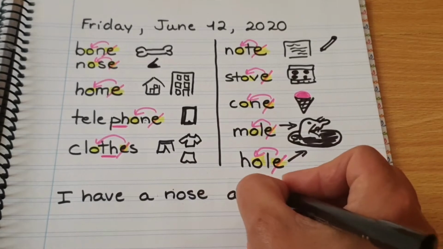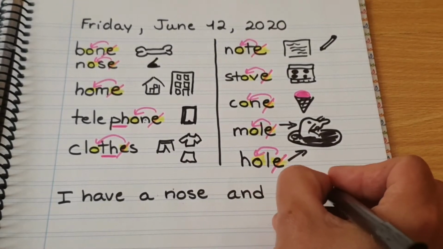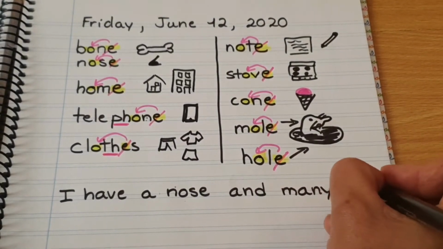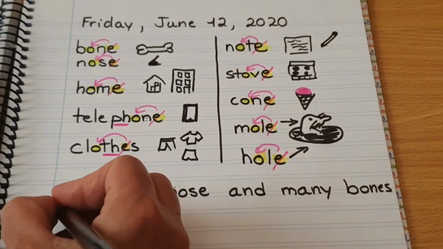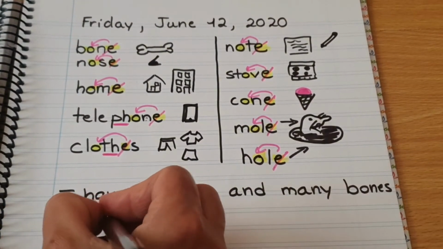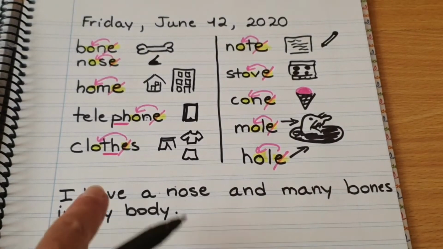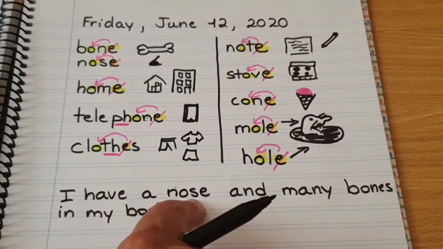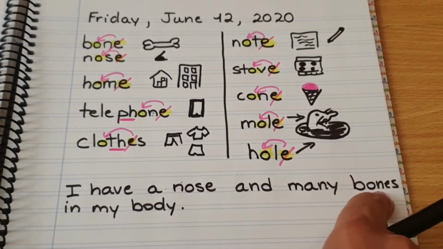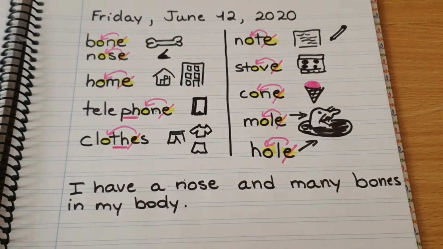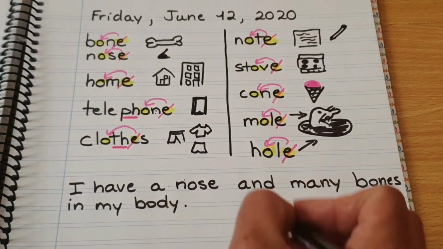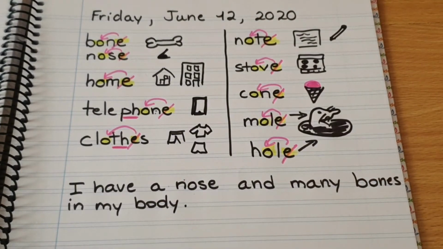And many bones in my body. Right? You learned this in science. I have a nose and many bones in my body. And you can draw a picture of yourself with your body and your nose. Okay.